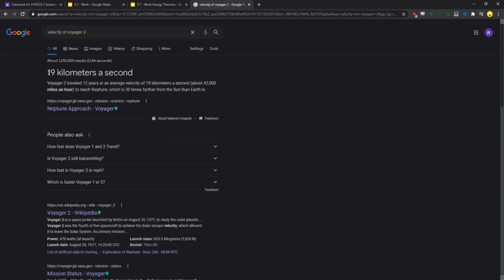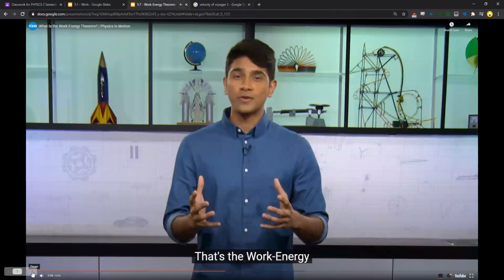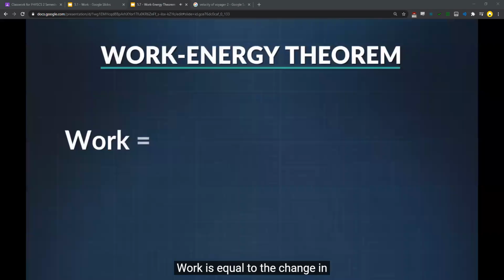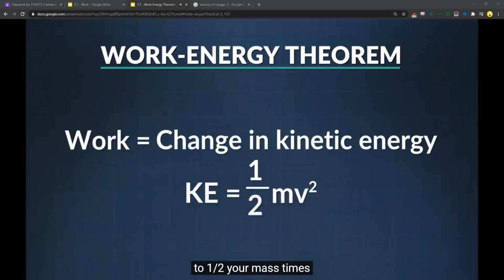Voyager 2 is traveling at 19 kilometers per second. Why can it reach that speed? Because there's barely any friction in space. The work energy theorem in a nutshell: work is equal to the change in that object's kinetic energy. Kinetic energy is equal to 1/2 your mass times its velocity squared.